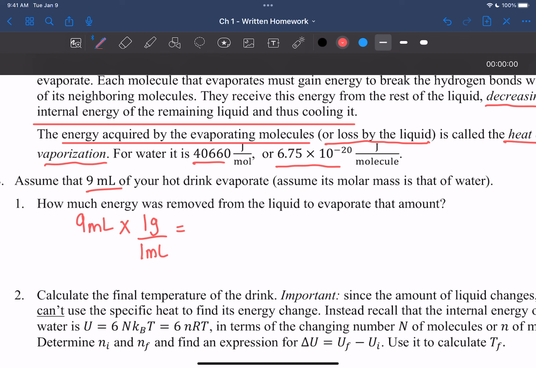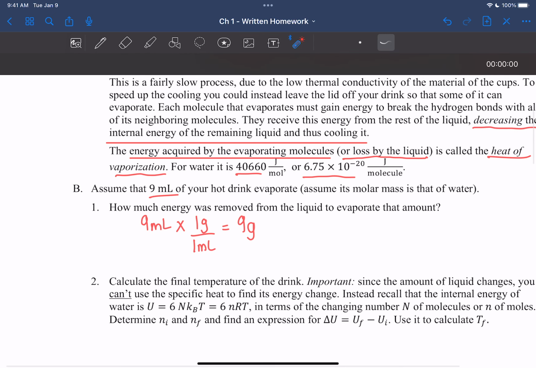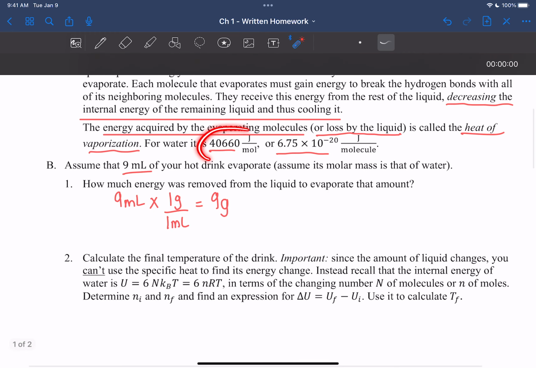And then that is your 9 grams. So that's the mass of that water right there, right? So that's the amount of water that we have that evaporated. And like I said, when we're looking at the mass of the water that's evaporating here, the energy to remove that mass of water will just be based on one of these values here, depending on which units you're deciding to use.